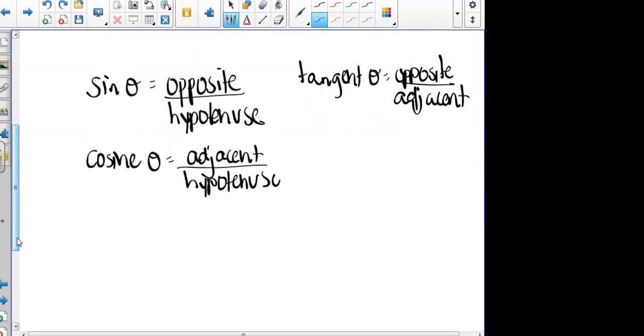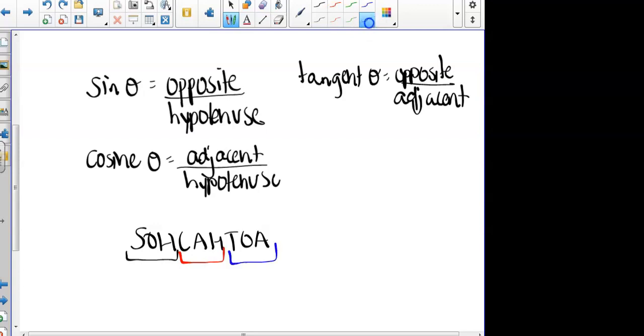We were also provided with an acronym in order to help us remember these formulas. The acronym is SOH CAH TOA. The SO stands for sine, opposite, over hypotenuse. CA stands for cosine, equals adjacent over hypotenuse, and TOA stands for tangent, opposite side over the adjacent side.